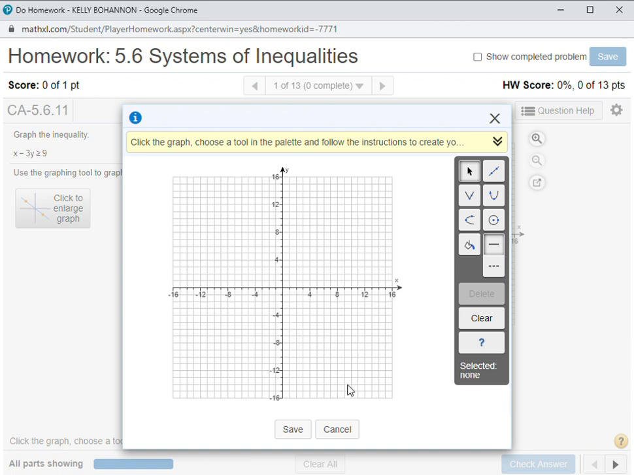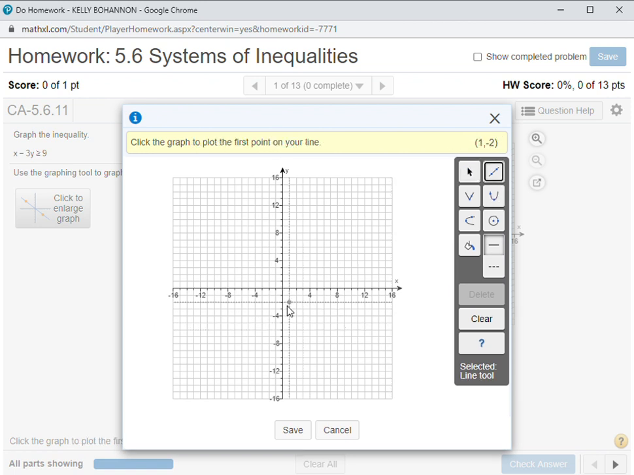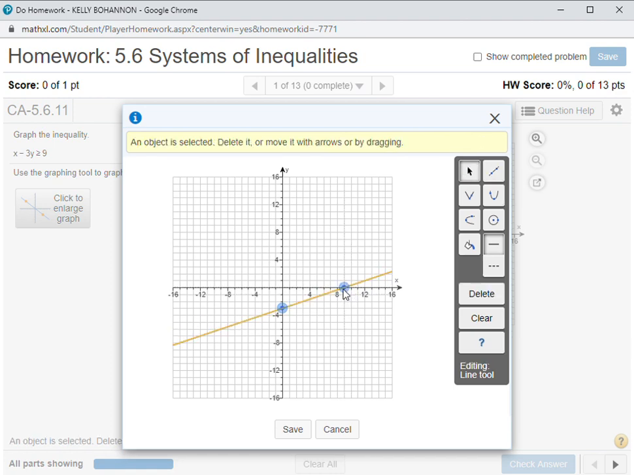Why won't it let me click? Click the graph, choose a tool. Oh, because I have to choose a tool. So my y is negative 3, and then if I plug in 0 for y, x is 9. So I just click, and now it's an inequality.